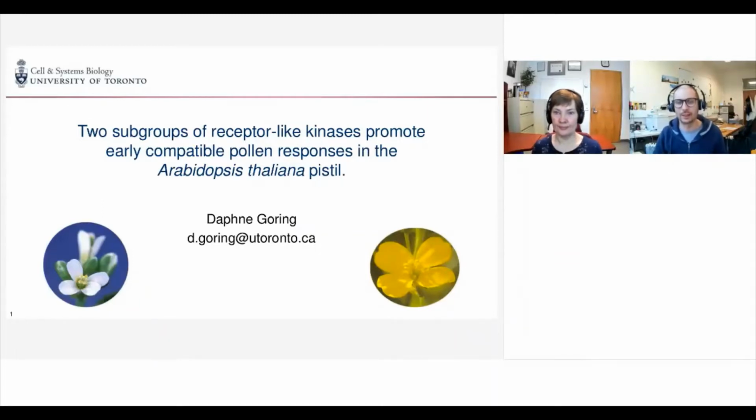Daphne studied at McGill University in Canada, and she then went to the University of Toronto, where she did her PhD. And now she is a professor at the University of Toronto in the Department of Cell and Systems Biology. And well, I'd say she works on the best study objects of all. She's working on flowers. And in her work, she analyzes one of the most fundamental questions, and that is how do plants distinguish self from non-self? And to study that, she uses the interaction between pollen and pistil.